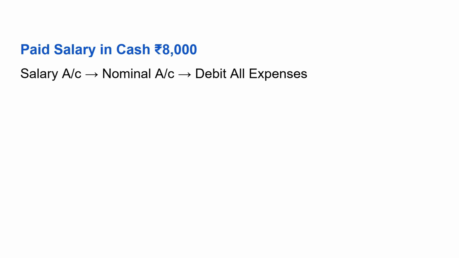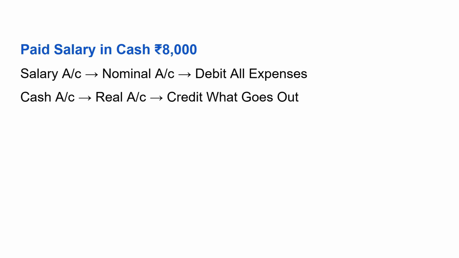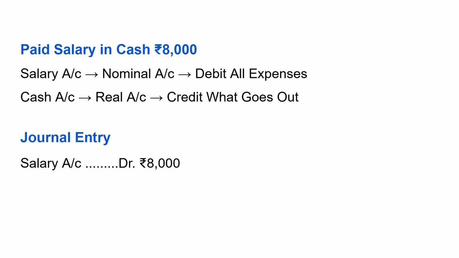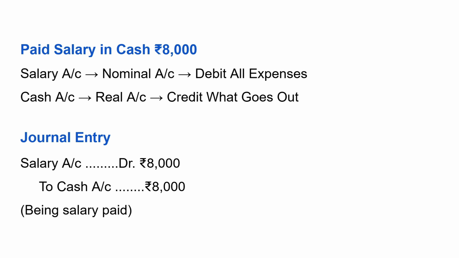Paid salary in cash, 8,000 rupees. Here the two accounts affected are salary account and cash account. Salary account is a nominal account and salary is an expense to the business. So the rule for nominal account is debit all expenses. Cash account is real account and cash goes out of the business. So credit what goes out. And the journal entry is salary account debit 8,000 rupees to cash account 8,000 rupees and the narration is being salary paid.